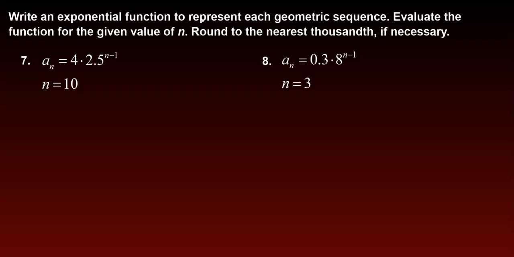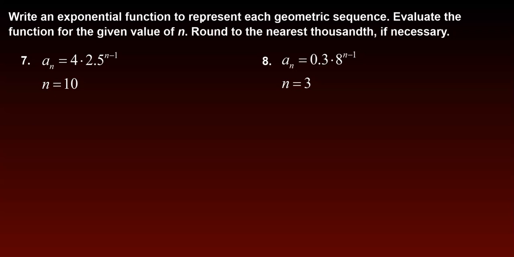Write an exponential function to represent each geometric sequence. Evaluate the function for the given values of n. Round to the nearest thousandths if necessary. Alright, so number 7. A sub n equals 4 times 2.5 to the n minus 1. And then when we're done, we will evaluate it for n equals 10.